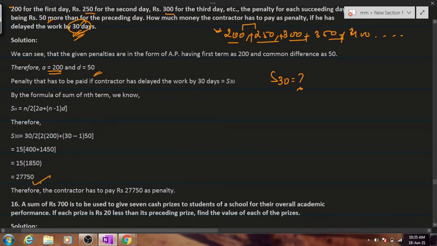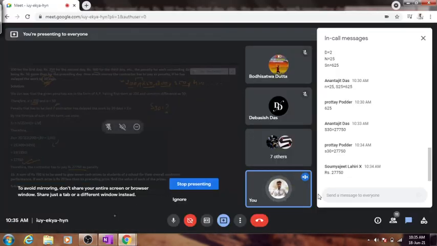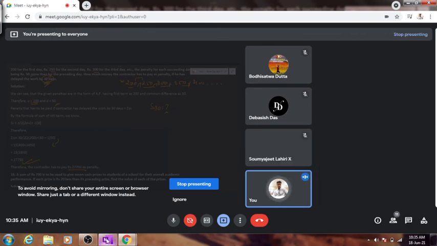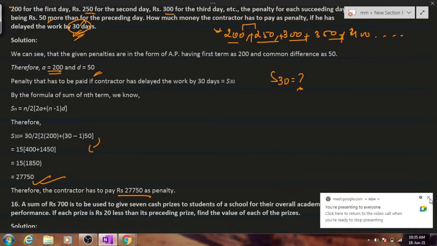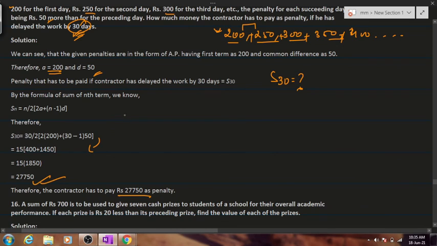How many have got this answer? People who haven't got this answer, solve it now. 27,750 rupees needs to be paid as a penalty. 3 people have answered. Very good, everyone. And the rest of you, kindly copy down this, because this is not a difficult one, it's a very easy one. A simple series needs to be formed. You have to understand what kind of series is being formed.